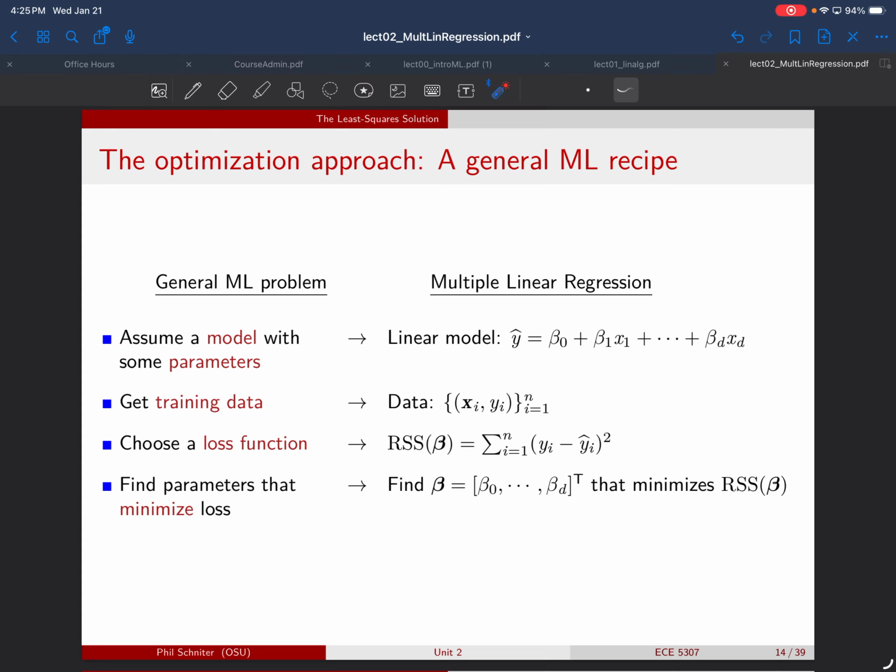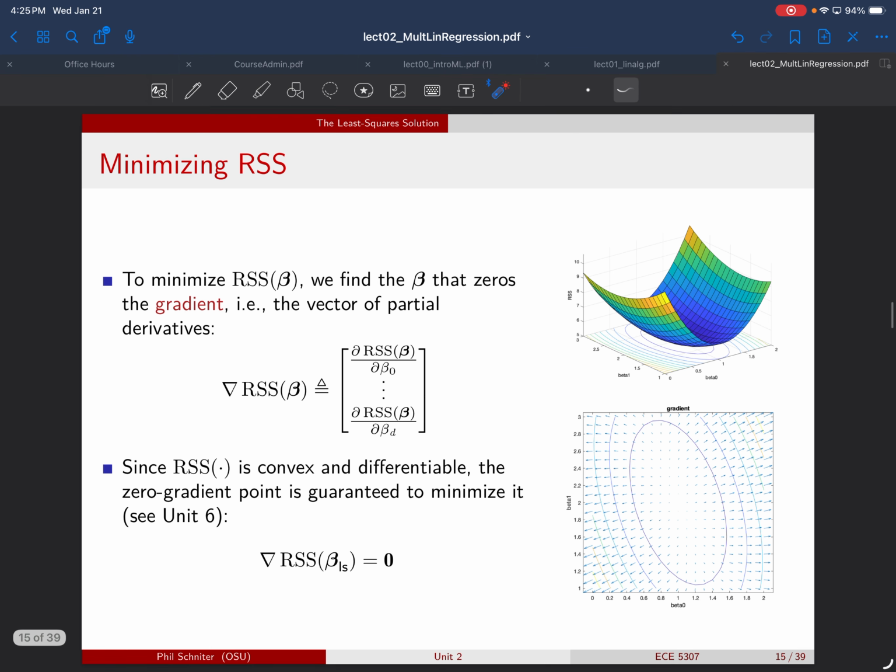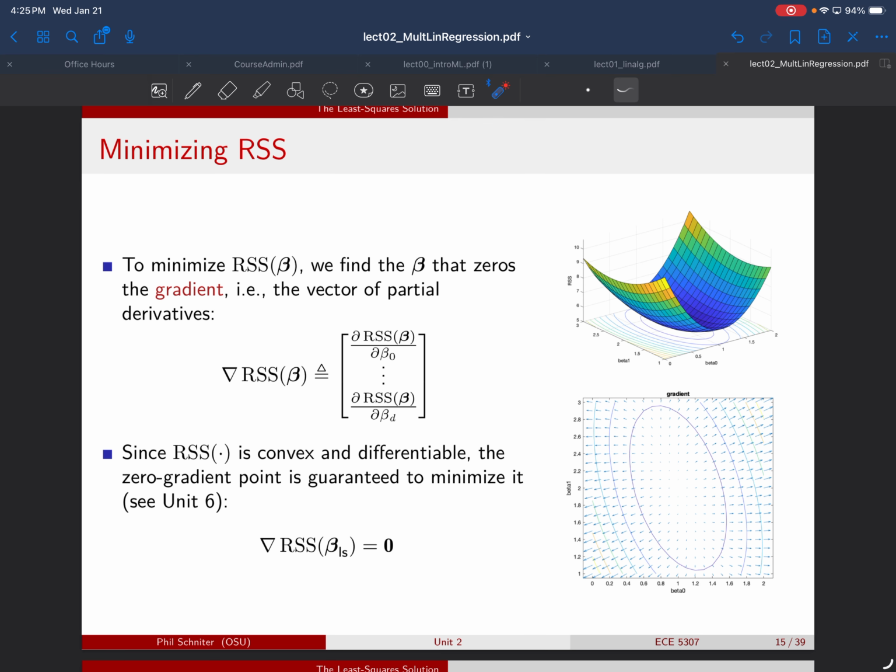But in some cases, the model will be different, the loss function will be different, the parameters might have a different form, and so on. Okay, any questions on the big picture? Okay, great. So let's go on to minimizing RSS.